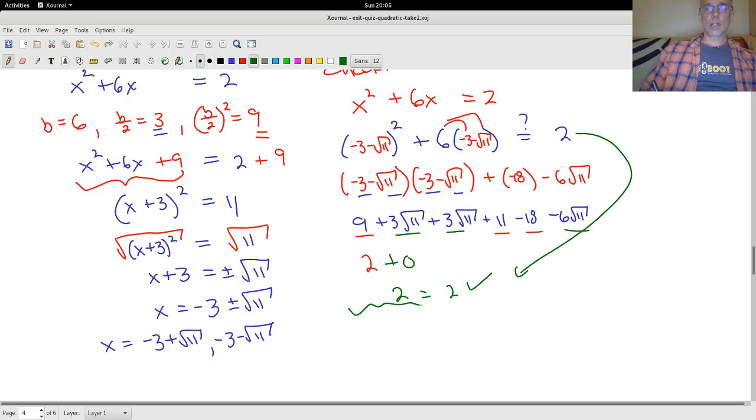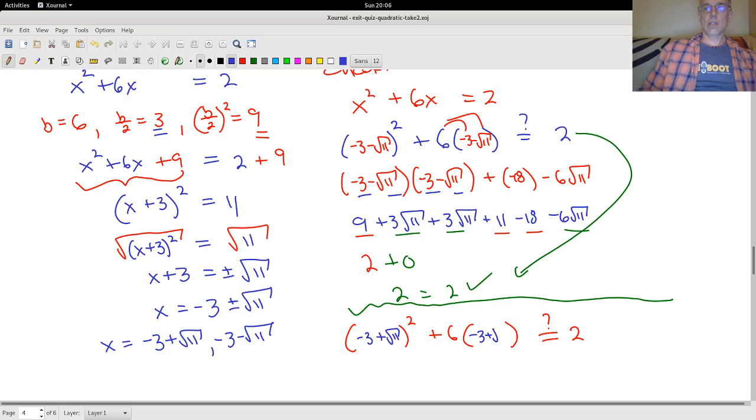Plugging in the other one, and generally if you have a quadratic binomial like this, if one works, the other should work, but we're going to double check anyway. So plugging in, we've got squared plus 6 parentheses, and we're hoping that's equal to 2, and we plug in again. So this time we're going to do the negative 3 plus the square root of 11, which should be easier because there's not as many negatives. And there's nothing to do with the 2, we just have to clean up this side here on the left.